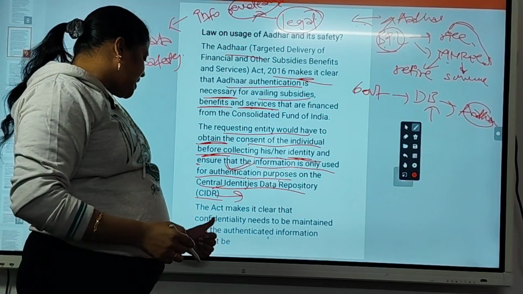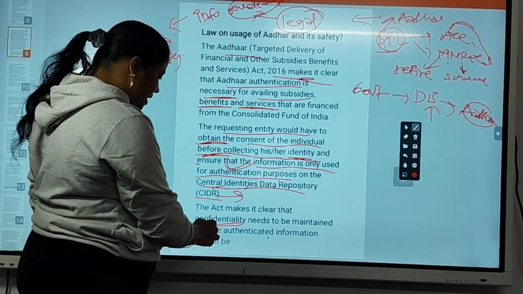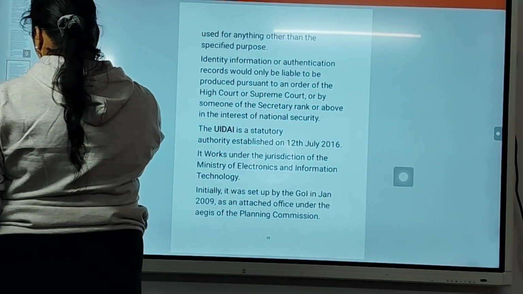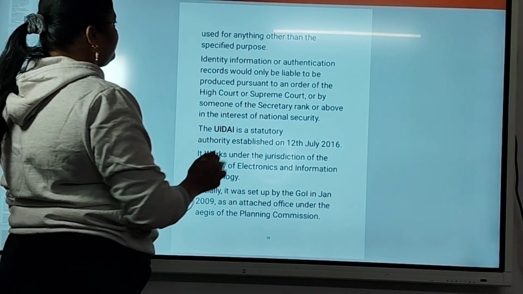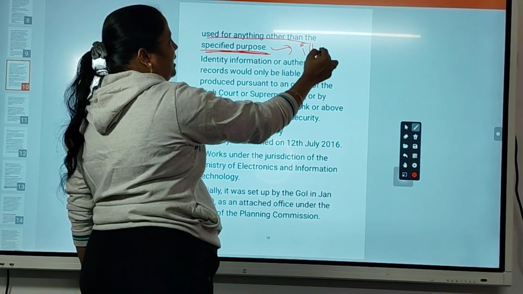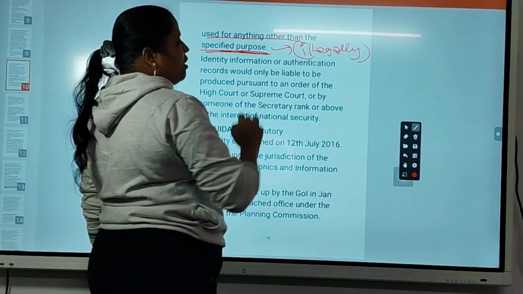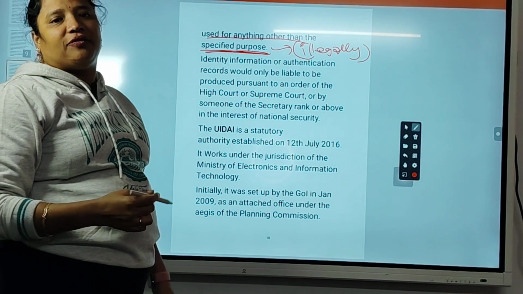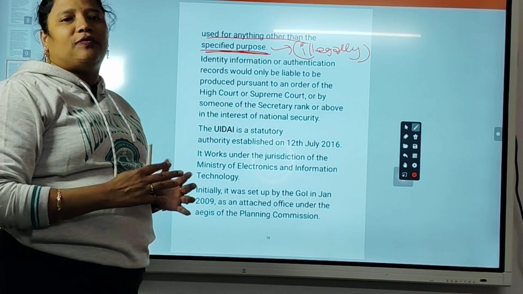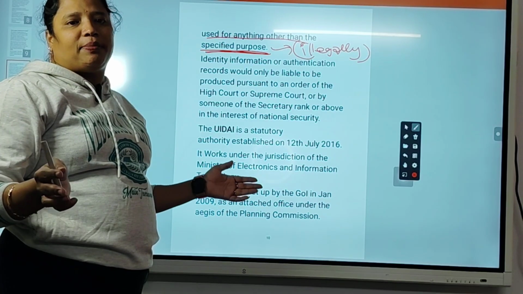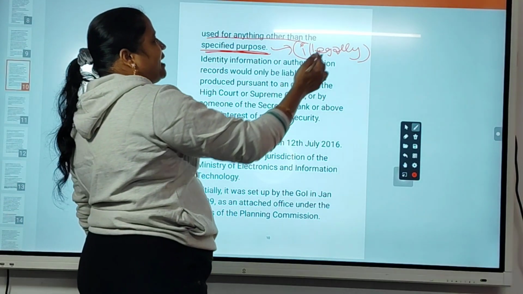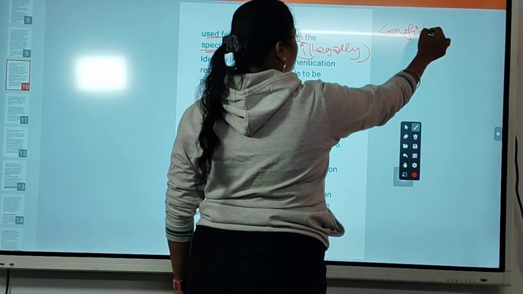The act makes it clear that confidentiality will need to be maintained and the authenticated information can't be misused. So every piece of information should be kept confidential and not used for anything other than the specific purpose. It is not illegally used. That they have to ensure. Suppose you went to a government office, suppose the passport office, and there you give your Aadhaar data, then only for the passport they have to use your data. For other purposes they should not use it, and they should not reveal your information outside. They must provide data safety, they must keep your data confidential.